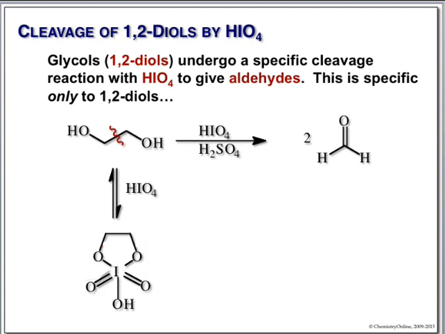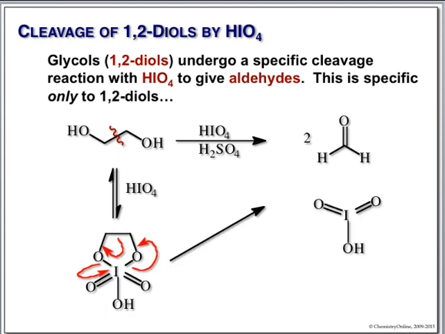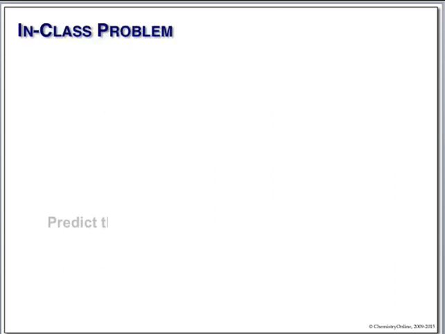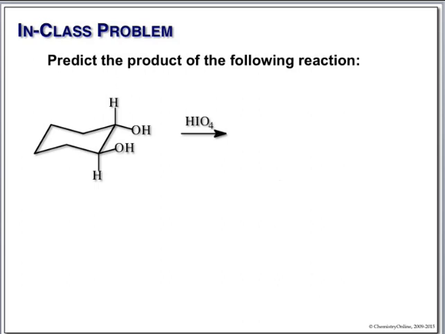Mechanism, the iodic acid simply attacks. We get a magical concerted rearrangement. This falls off, and we're left with our aldehyde. Go ahead and do this in real life.